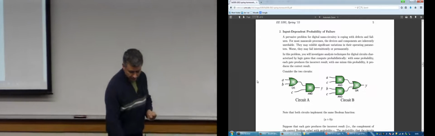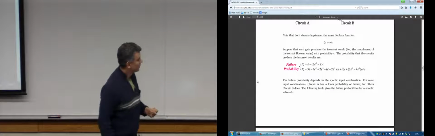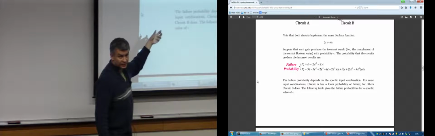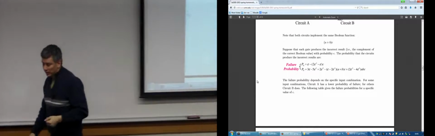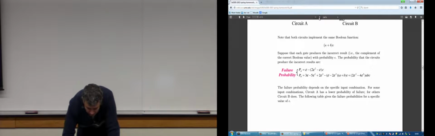Well, again, it wasn't as easy as it might seem for this little circuit, because this is what I calculated, that the probability, given a failure probability of epsilon for each gate, here's the formula that I computed for, can you guys read this or should I blow it up? Is this the Windows browser?